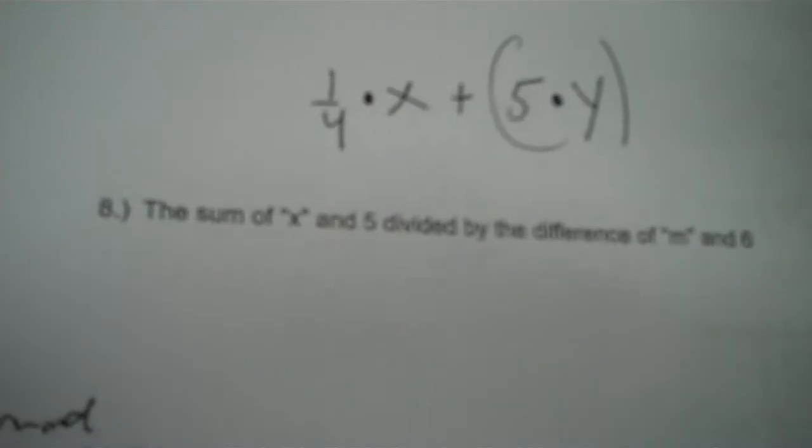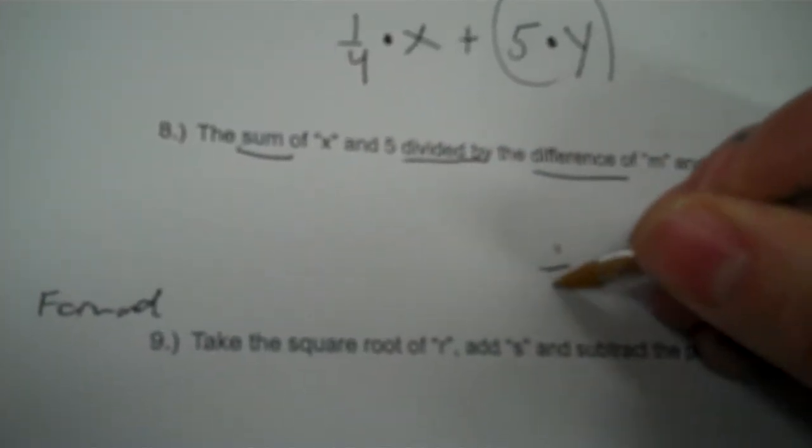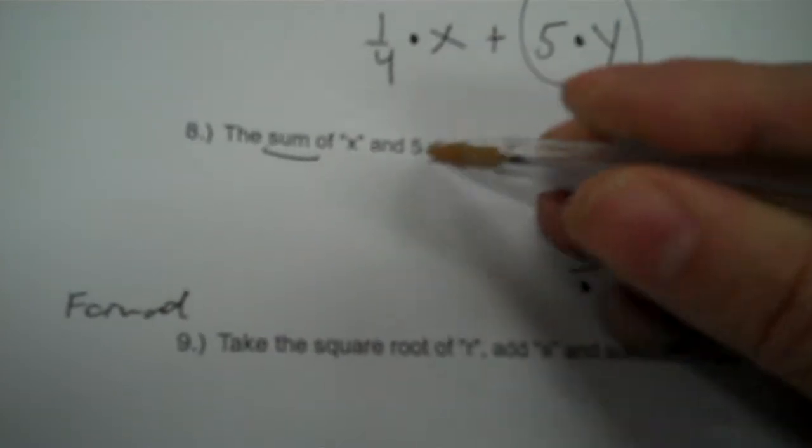Okay, number 8, the sum of x and 5 divided by the difference of m and 6. Okay, so you underline those words: sum, divided by, and difference. So 6, then difference would be minus. Okay, what would you minus? Well, m's right there. Okay, and then divided by 5.